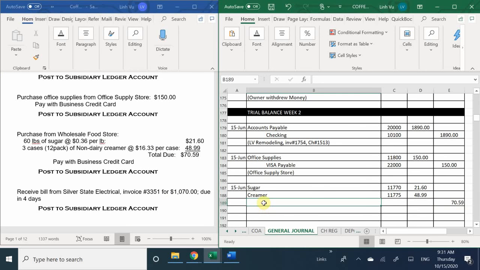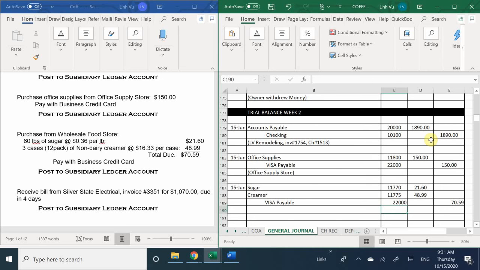All right, so how much is the creamer? $48.99. All right. For Visa payable, good. Credit is Visa payable, for the total of $70.59, all right?